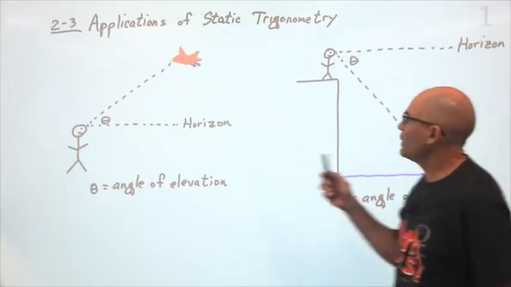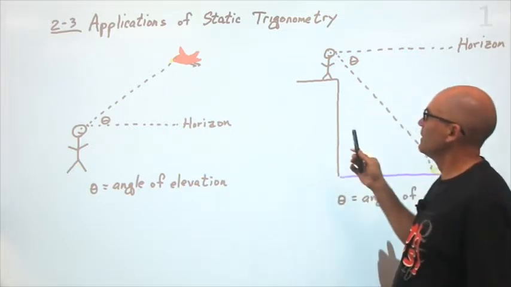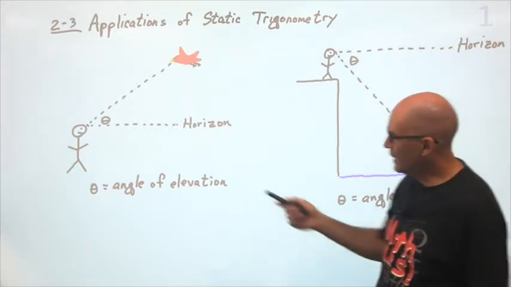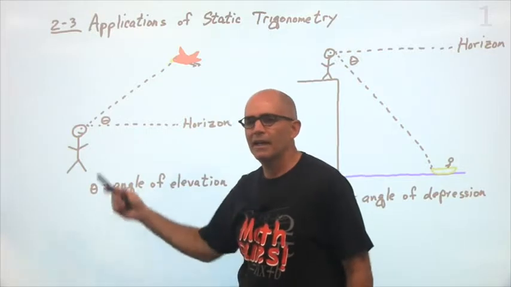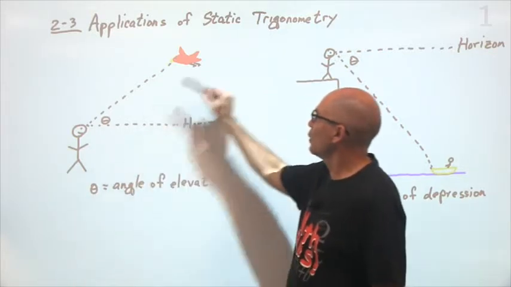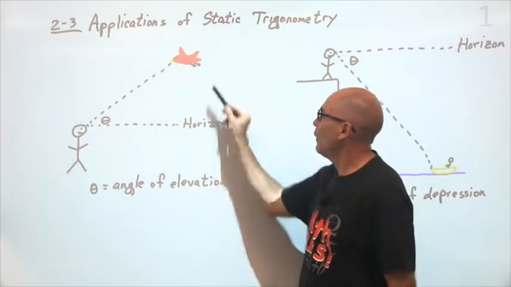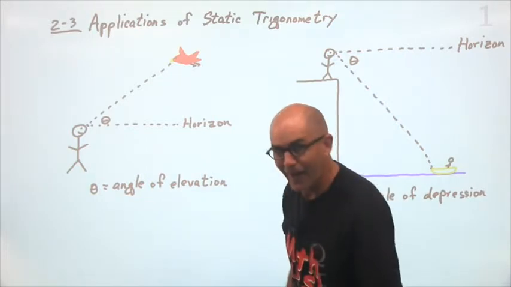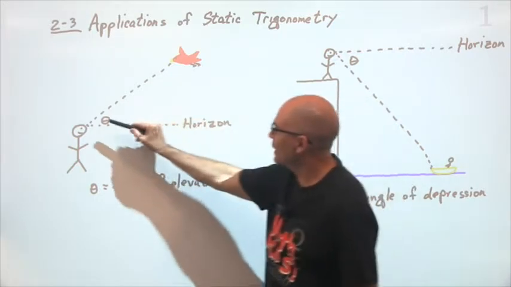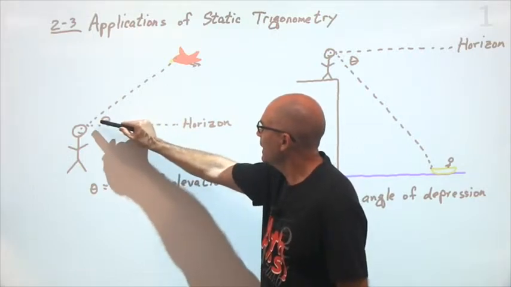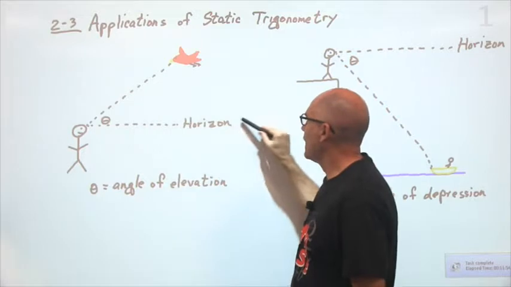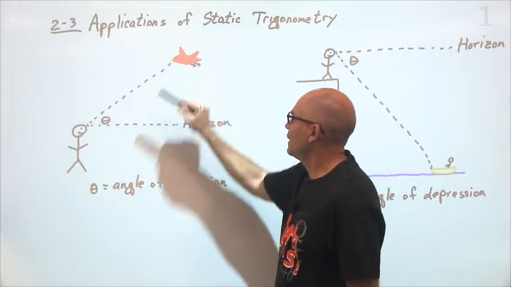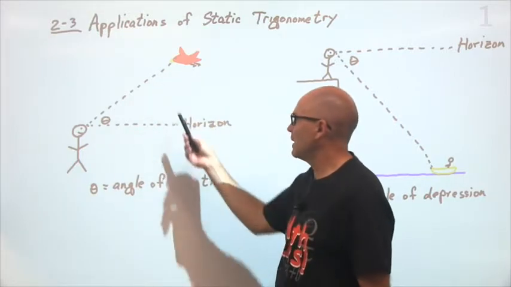Okay, now, first thing, we've got two different types of angles when we're talking about applications of static trigonometry. Let's say there's a person down on the ground, and that person is looking up at a bird with boots on. That person looking up is going to have the horizon completely horizontal, and the angle of his view is called the angle of elevation because he's looking up.